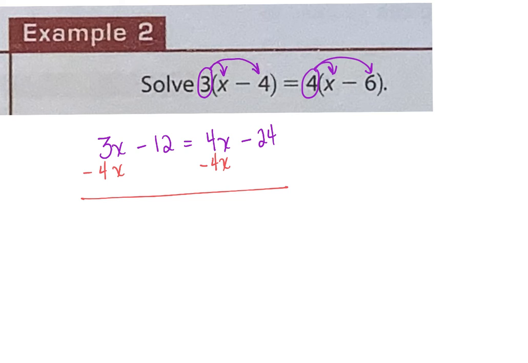All right, on the right-hand side, the 4x's cancel. I have just this negative 24. Negative 24, bring down your equal. 3x minus 4x is negative x, negative 1x. And we still have this minus 12. All right, minus 12. I need to move the 12 over, so add 12 over.